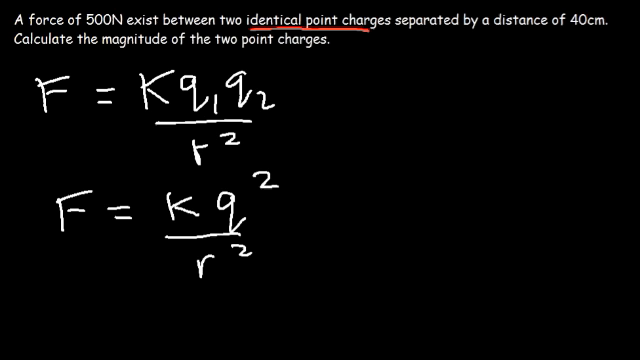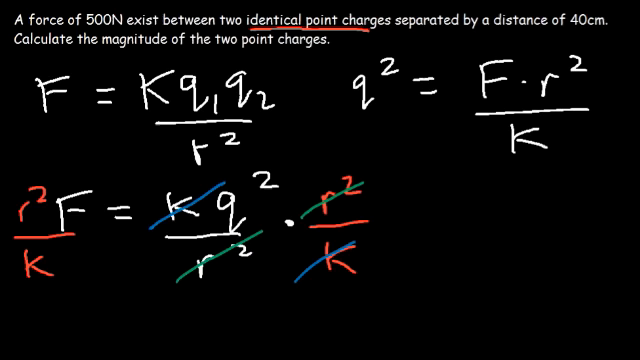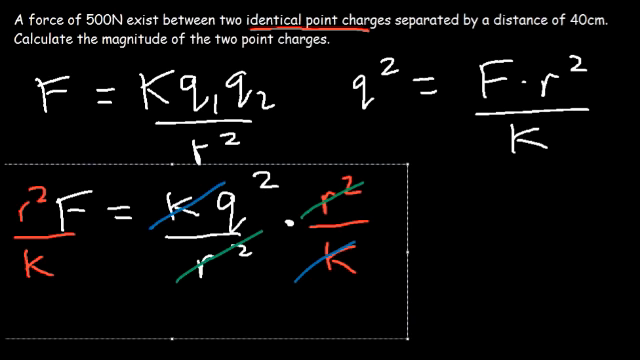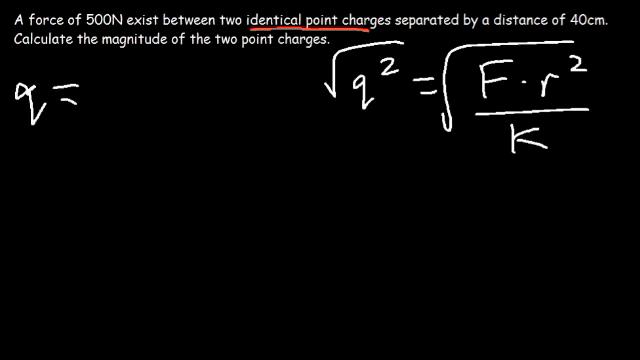To do that, let's get Q squared by itself on one side. So let's multiply both sides of the equation by R squared over K. If we do that, K will cancel, and R squared will cancel on the right side. So therefore, we could see that Q squared is equal to the force times the distance squared divided by the proportionality constant, K. So to solve for Q, we need to take the square root of both sides. So here's the equation that we need for this particular problem whenever you want to find the magnitude of the point charges if they're identical point charges. So Q is equal to the square root of F times R squared divided by K.